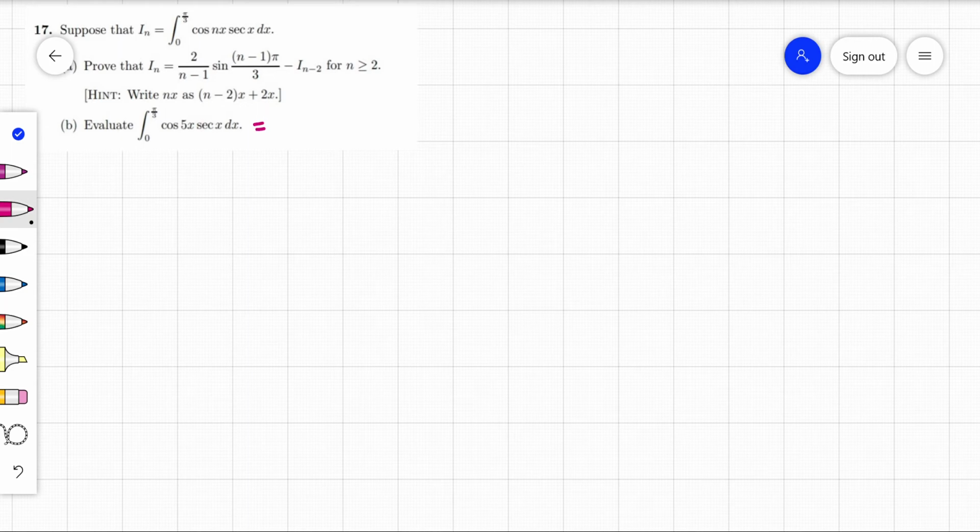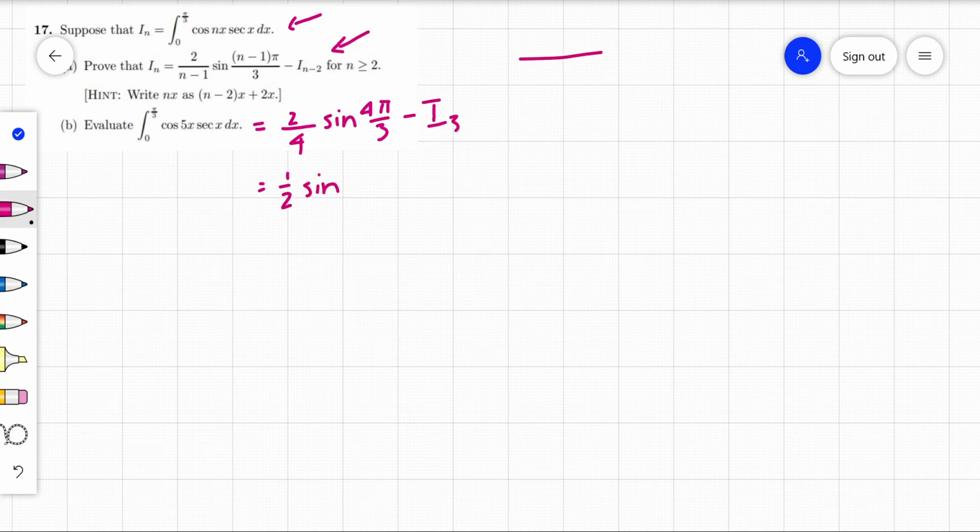So I can use the reduction formula that we've got here, and if you compare it to this, we've got n equals 5 for this question. So we've got I5. So I5 is going to be 2 on 5 minus 1, and then we're going to have sine 5 minus 1 pi on 3 minus I3. All right, so I need I3, so this is just half sine.